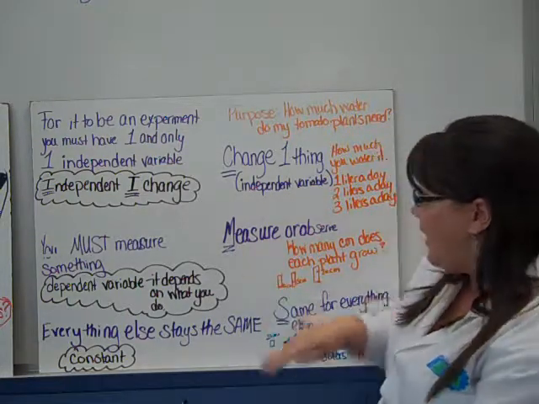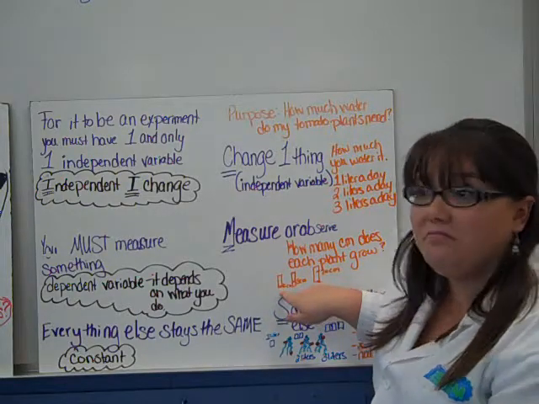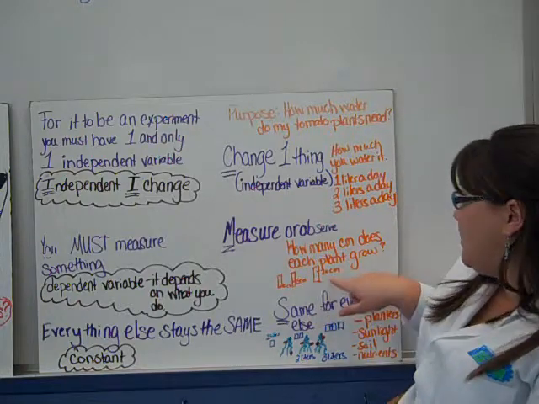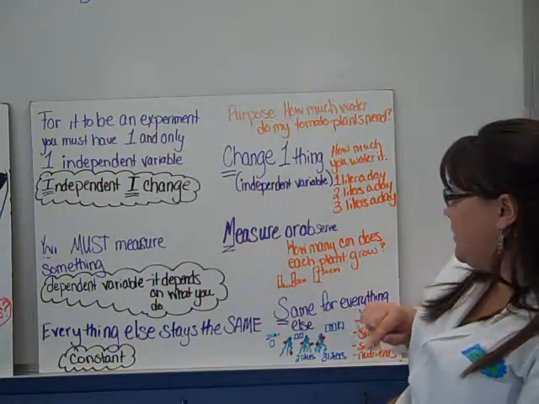I'm going to get out a meter stick. I'm going to measure this. My first plant didn't grow at all, 0 centimeters. My second plant, 5 centimeters. My last plant, 20 centimeters.